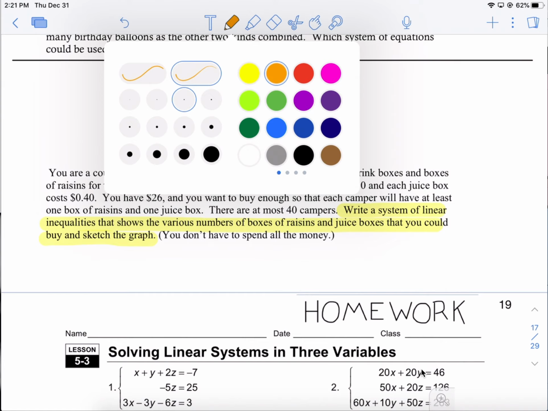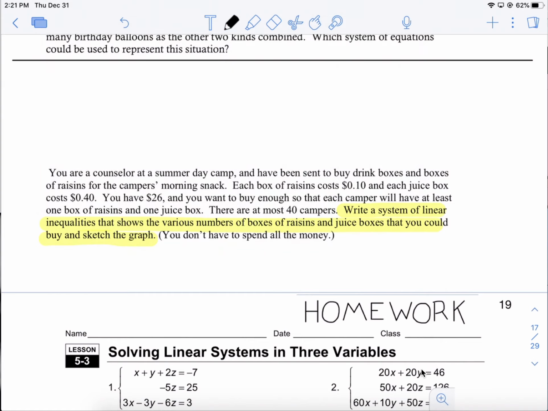All right, hopefully you're okay with using R and J for our raisins and juice. Let's start with the money. So the first thing I know is that my raisins are 10 cents each and my juice is 40 cents each. And I know that if I spend all my money on all the raisins and all the juice boxes, I only have $26. Now, this is an inequality. If I can only have $26, I cannot spend more than that. I could spend equal to it, but I would have to stay less than or equal to it. I can't spend $26.50. All right, there's my first inequality.